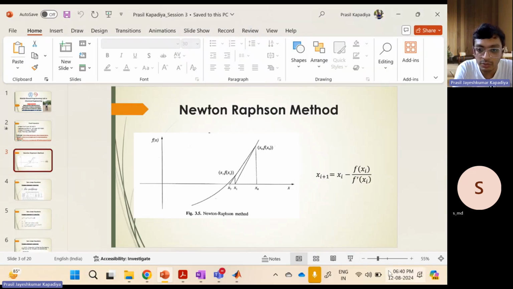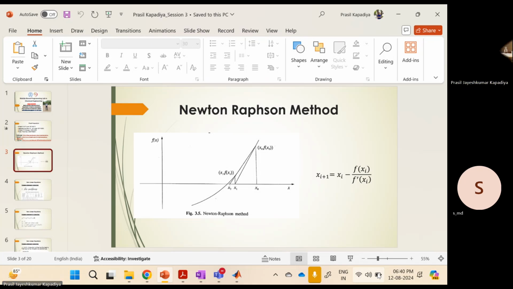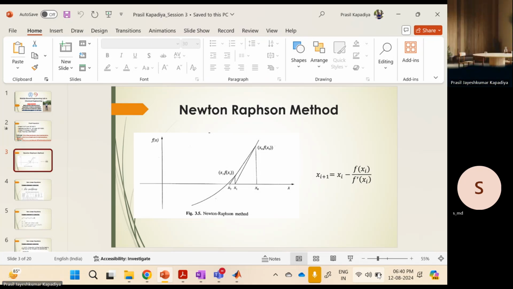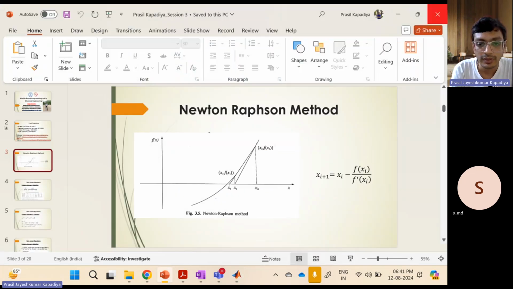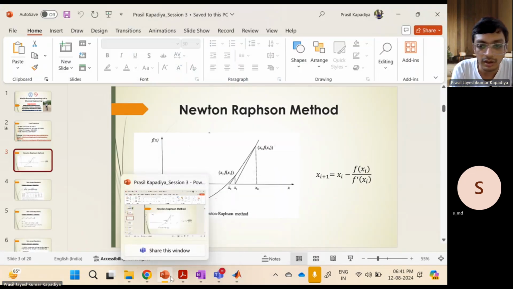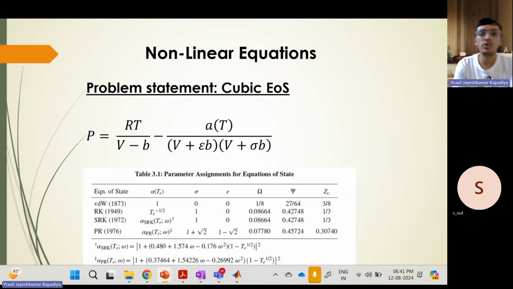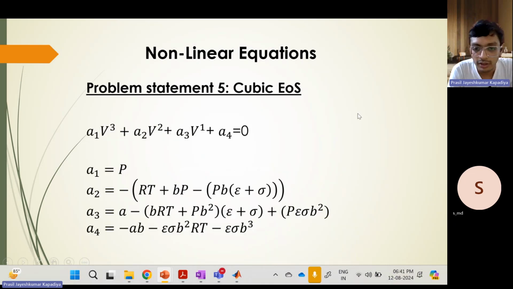Just give me a minute. I need to put my laptop on charge. Okay. Yeah, I guess my screen is also visible and I'm also visible. So let's move ahead with our presentation here. So let's solve this non-linear equation.